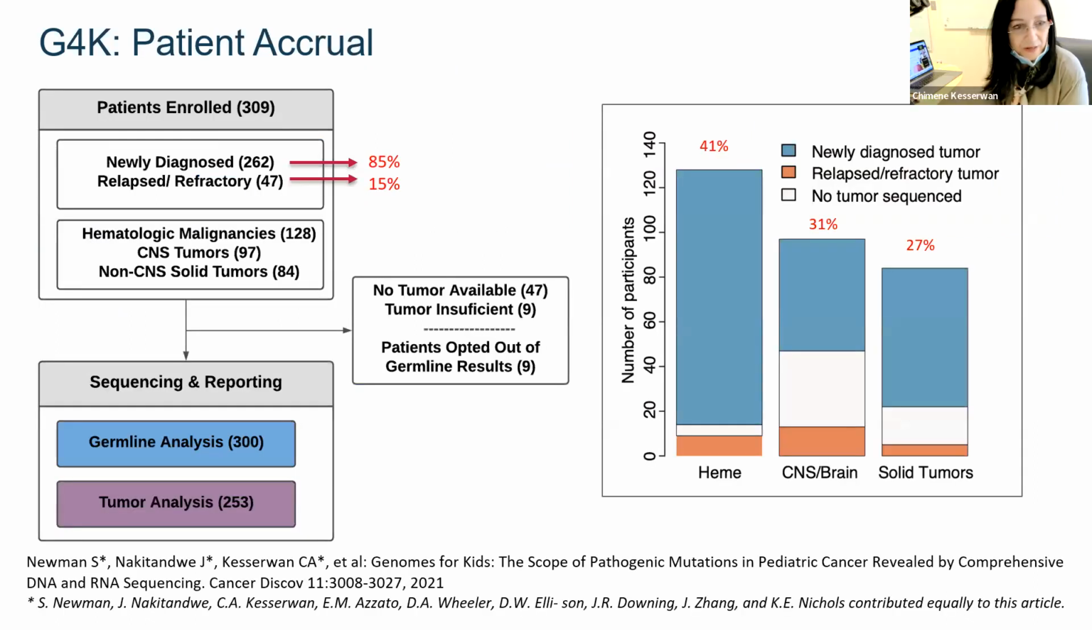And feel free, please, to interrupt me for any question. So we have enrolled 309 patients, 85% newly diagnosed and 15% relapse refractory, mostly hematologic malignancy, because St. Jude is quite expert in heme malignancy, but as well with CNS tumor and solid tumor. Out of these 309, 300 received germline analysis, and 253 received tumor analysis. And here is also a breakdown of the various tumors.